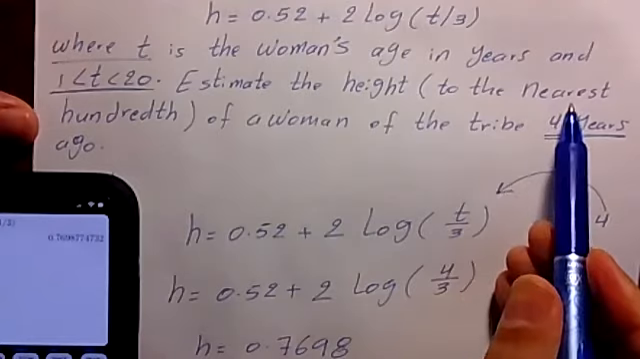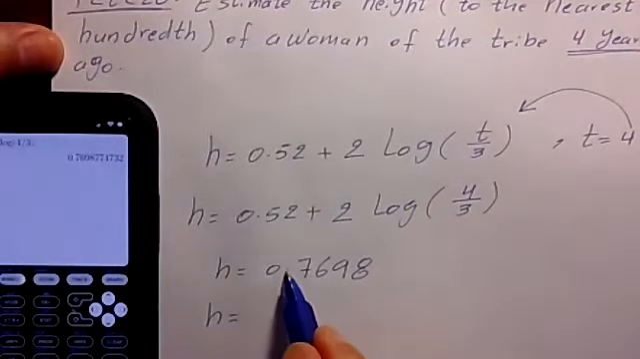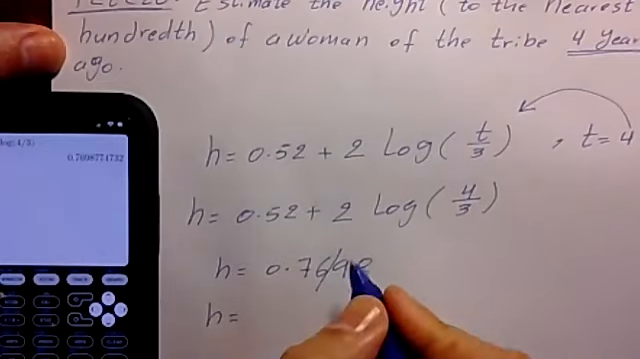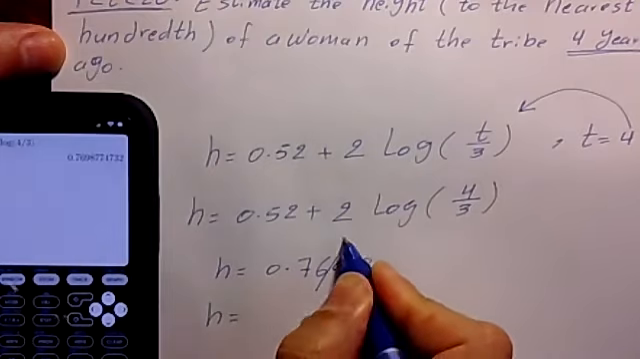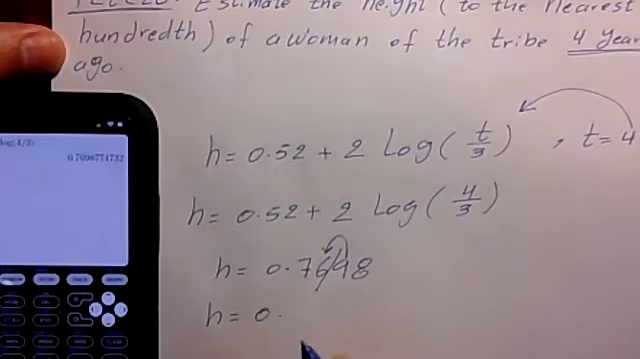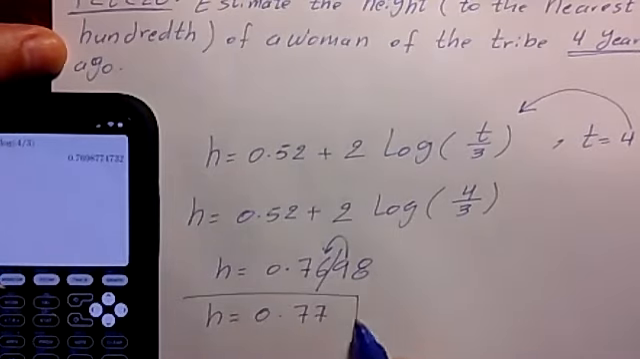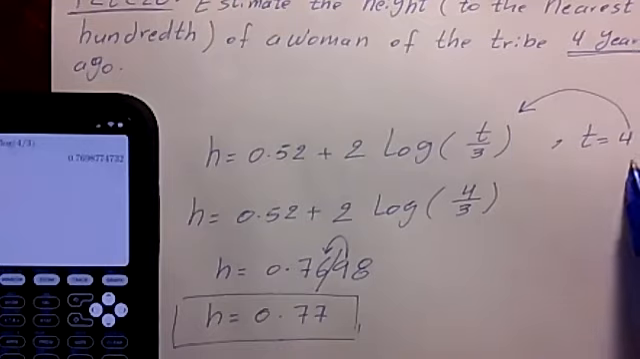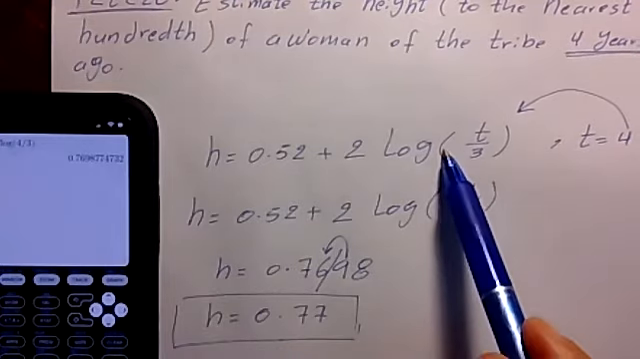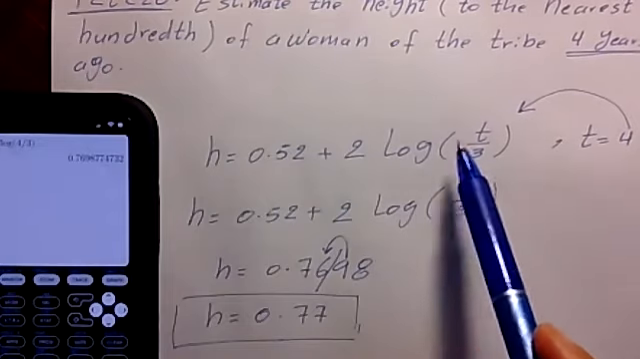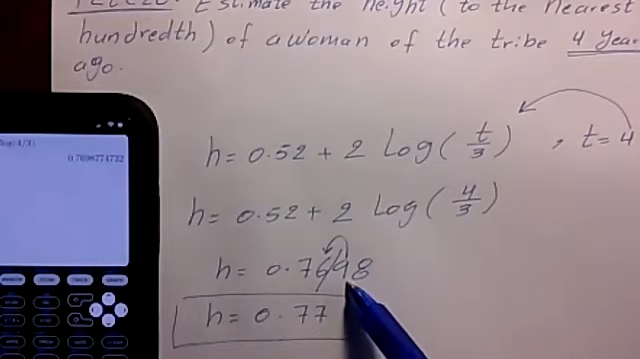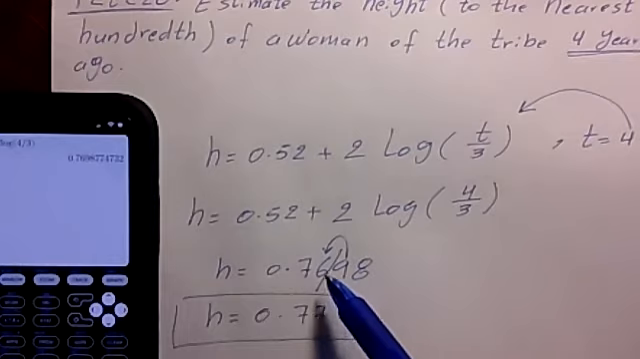Round to the nearest hundredth. That means 2 digits after the decimal. Cancel here. This is 9, which is more than 5, so I'm going to add 1 here. So it's going to be 0.77. This is the solution. We didn't do any new steps. We just plugged in t equal 4 here and put everything in the calculator. Be careful when you're doing the log, because if you open parentheses, you have to close them. Then round your result to the hundredth. 9 is greater than 5, so you add 1 to the 6, so it's 0.77.